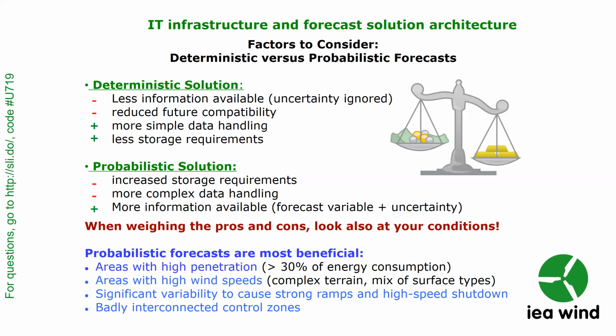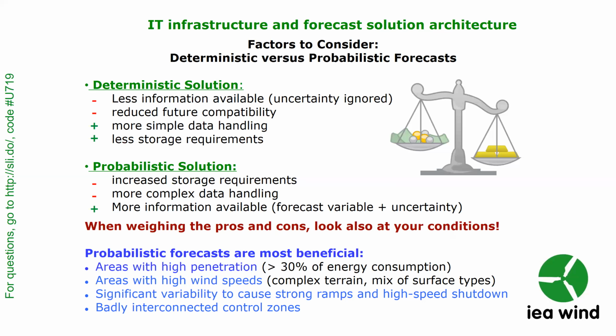So when weighing these pros and cons, it really depends on what you have defined as your goal, and how much information, how many departments or how many areas in the organization have need for the information that you can get out of the probabilistic solution. So if it's about ramping, and if it's about high-speed shutdowns, if it's about extreme events, the probabilistic solution is what you need in a way, and then you have to weigh these against other solutions or other means of what you have decided.